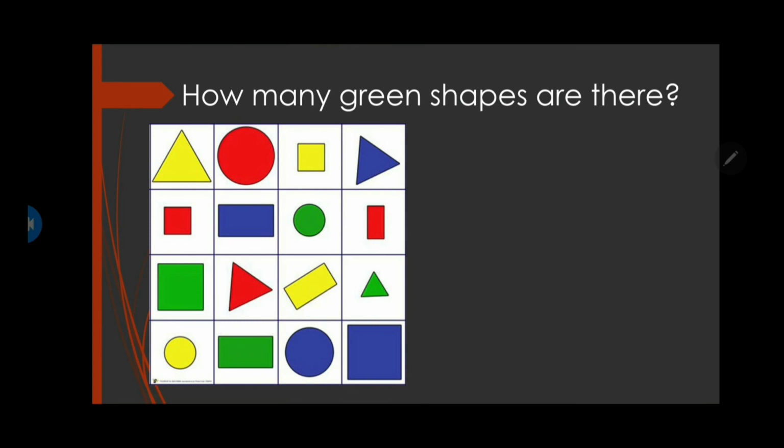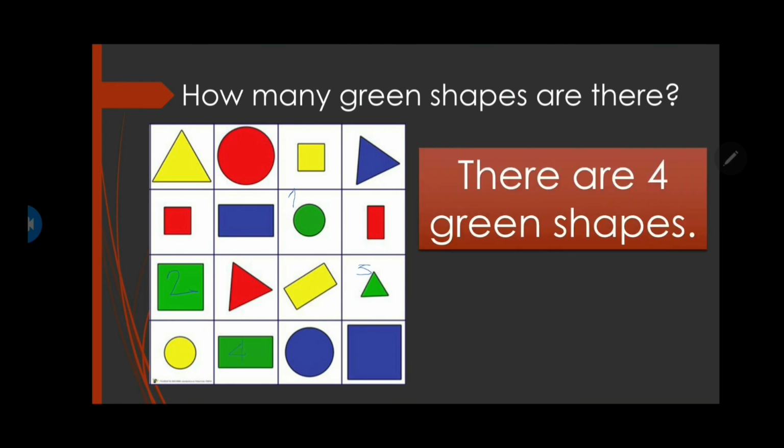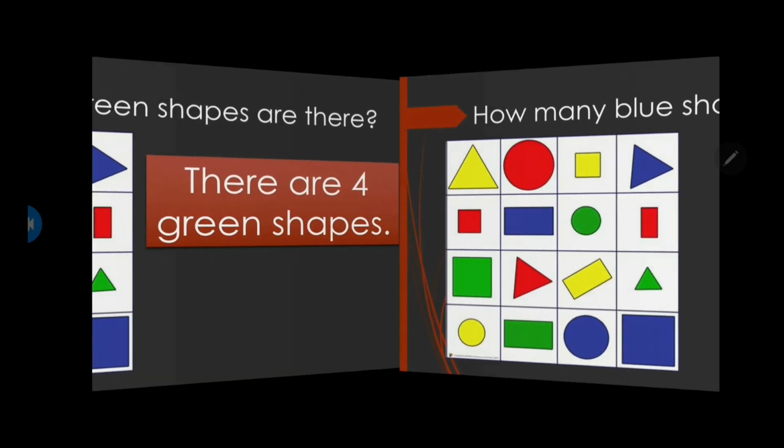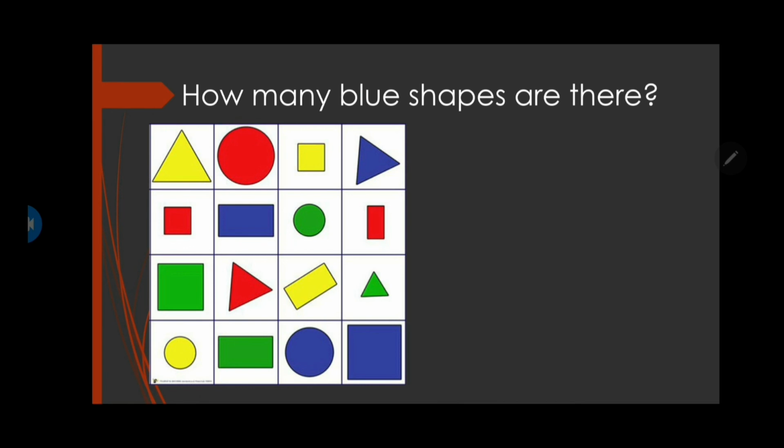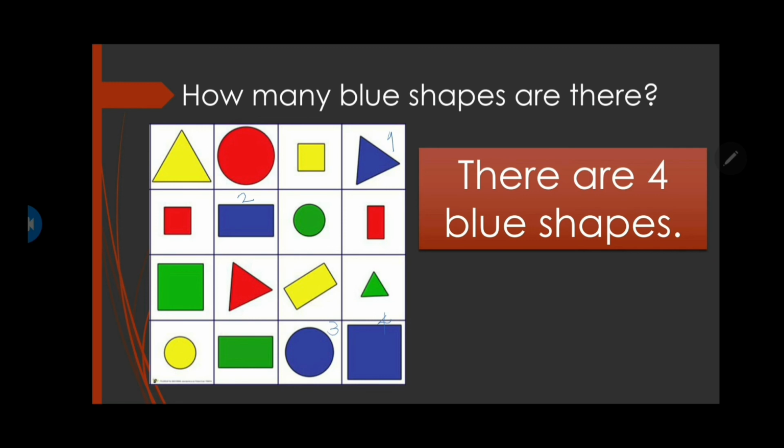How many green shapes are there? Let's count. One, two, three, four. There are four green shapes. How many blue shapes are there? Let's count. One, two, three, four. That's right. There are four blue shapes. Very good.